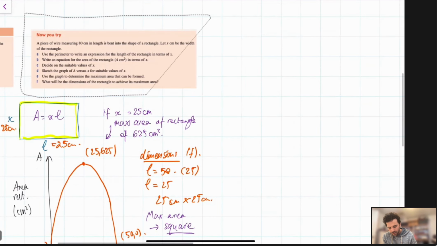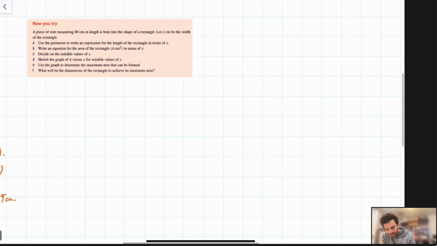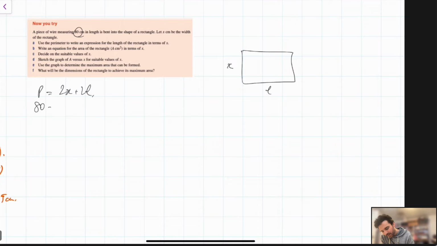So circle that. Okay, so you should have just a quick rectangle, x, L, and a perimeter equation. Perimeter is 2x plus 2L. In this case, we've got 80 centimeters, so you should have an equation that looks like this, equation 1. Now let's generate an area equation.